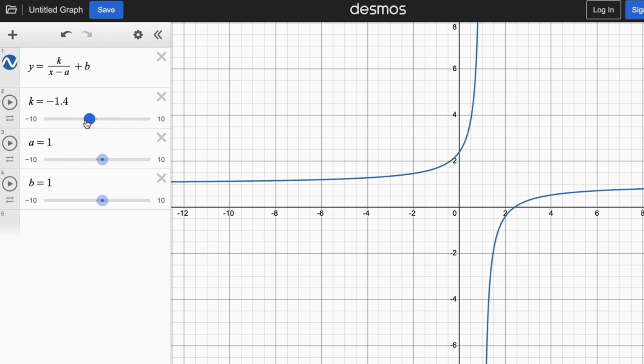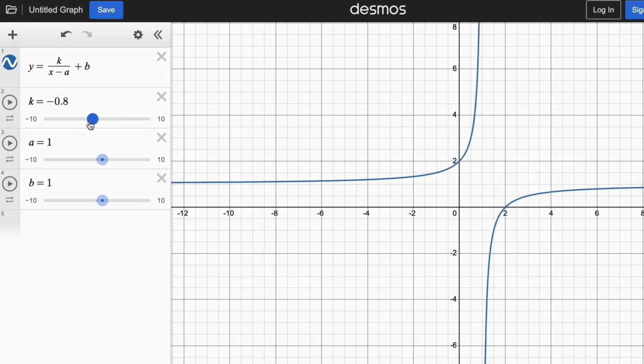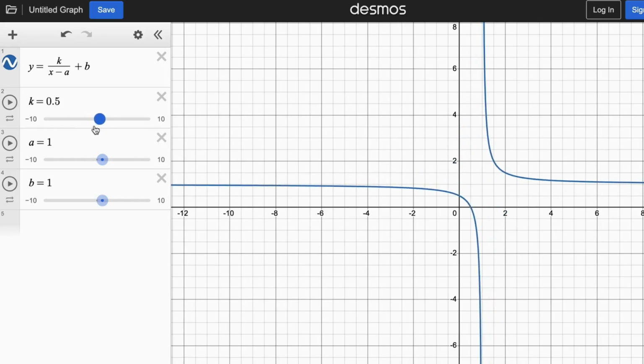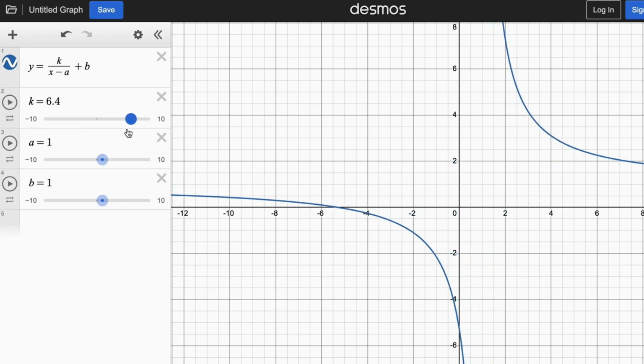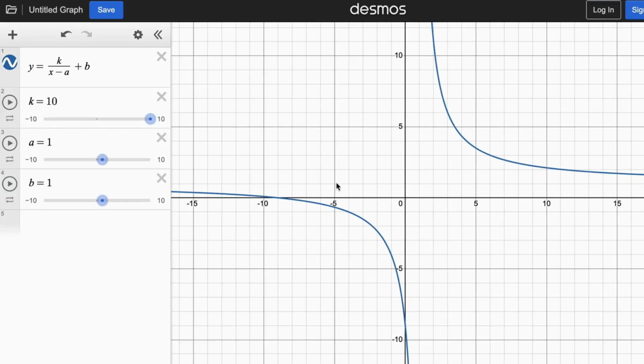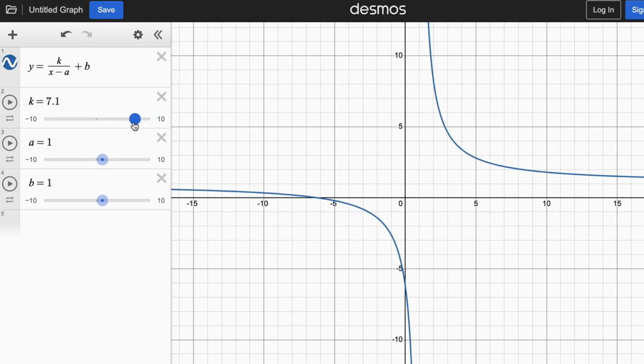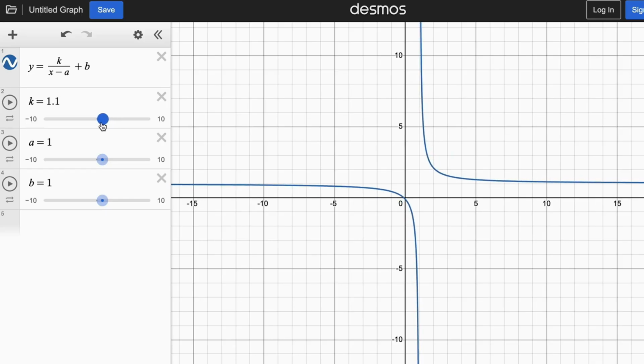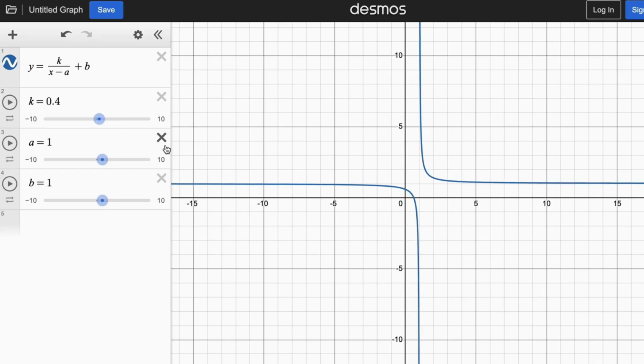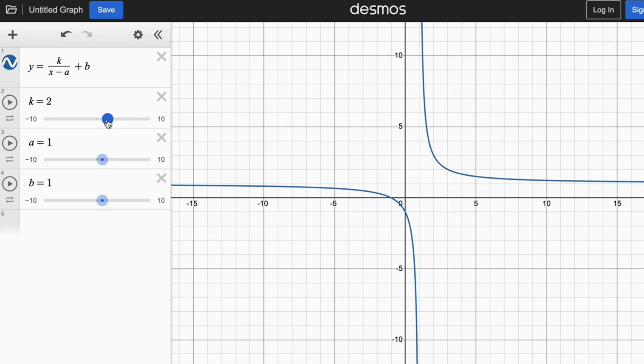But if we go into our negatives, our graph reflects. Our graph tends to go this way. And again, our k is just controlling this: as we go higher, the two lines get further apart, and as we make k smaller, they come closer and closer together. Alright, so that's the job of k. Now let's look at a and what I meant by the vertical asymptote.